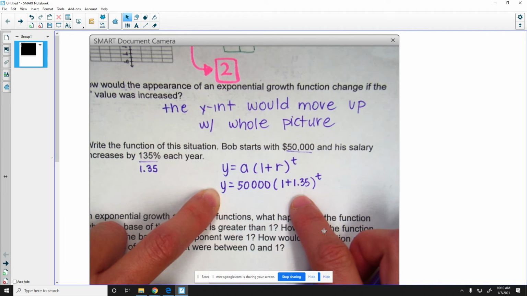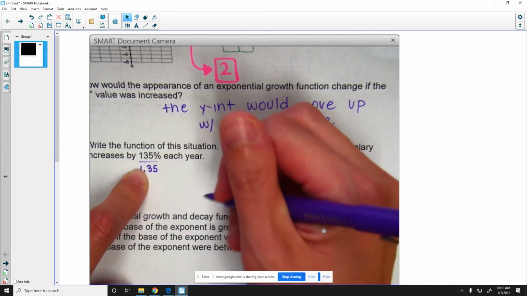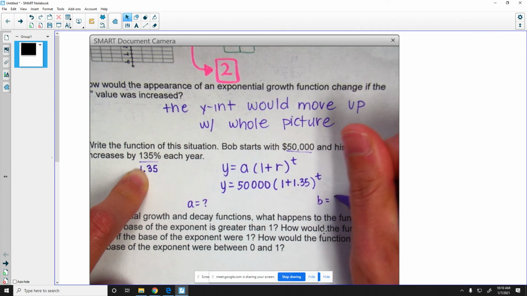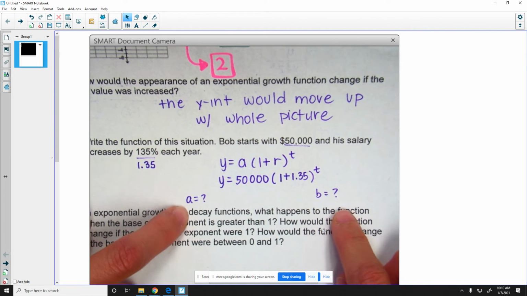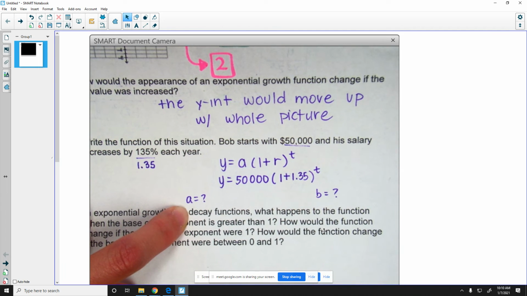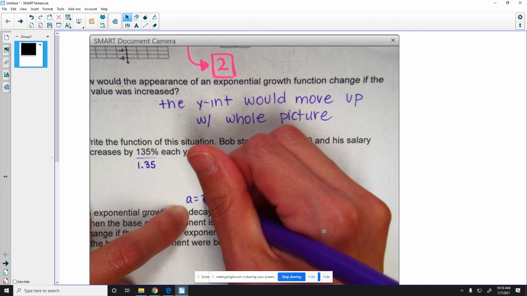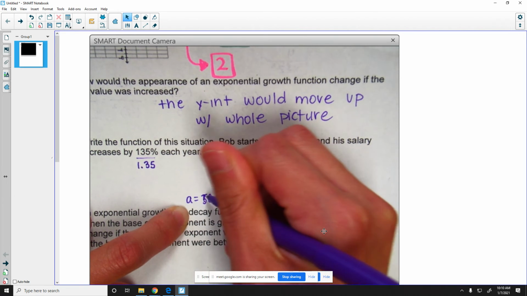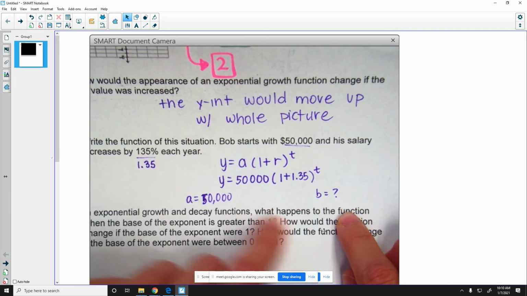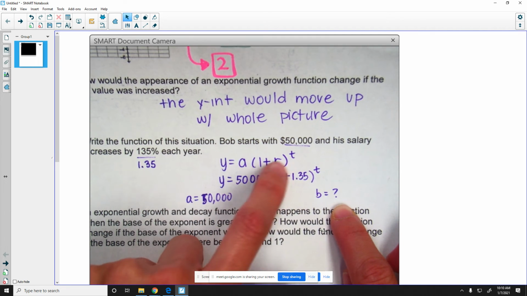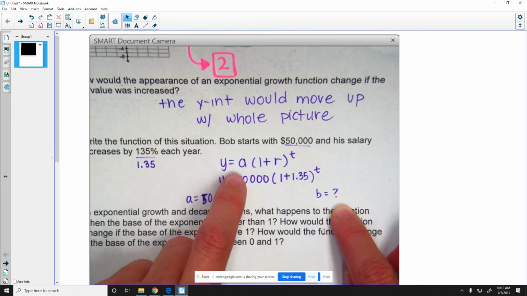So then they're going to say, what is your A and what is your B? Like, what is the A in this equation and what is the B in this equation? Okay, so I think maybe the A is the easier one. So what number is the A? 50,000. Okay. So yes, the A is the 50,000. But I think what confuses you maybe is what is the B? Because there was originally no B in this equation.